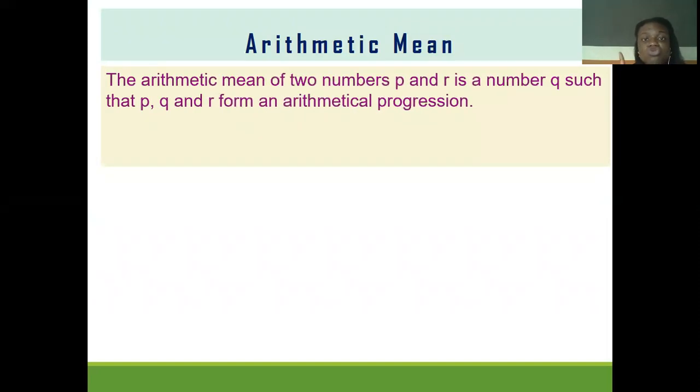Now, arithmetic mean. What's the arithmetic mean? Now, the arithmetic mean is related to the arithmetical progression, of course. The arithmetic mean of two numbers, P and R, for example, is a number Q such that if you put Q in the middle of P and R, you will get an arithmetic progression. That's just the basic thing about arithmetic mean. So the arithmetic mean of two numbers P and R is a number Q such that when Q is placed in the middle of P and R, as P, Q, R, it forms an arithmetical progression. So that's just that for the arithmetic mean.